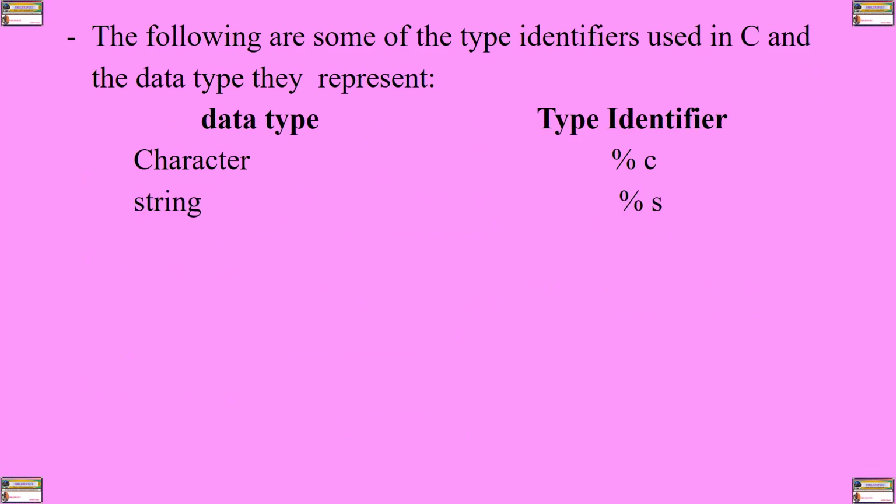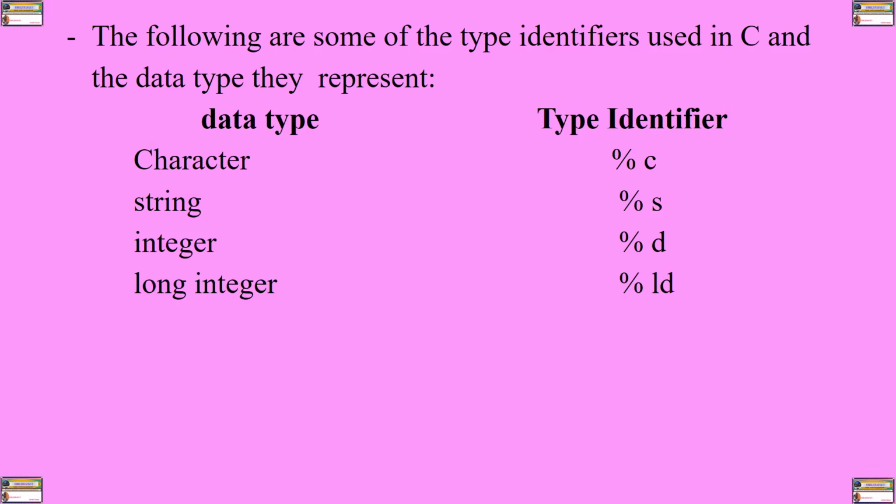Character data type: the character data type, which is type char, its type identifier is %c. This is read as one identifier, %c. Then we have string. That means if you want to display an array of char, the type identifier you need to use is %s. The integer is %d. Remember, it is read as a single identifier.